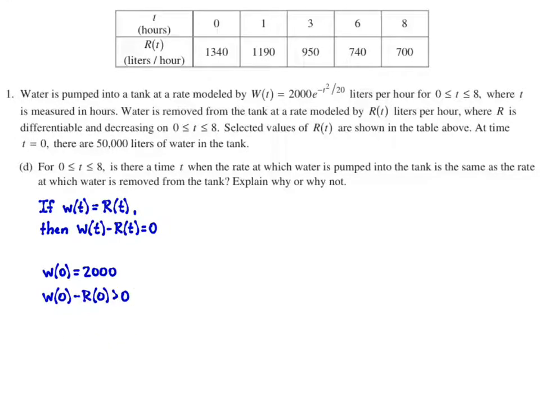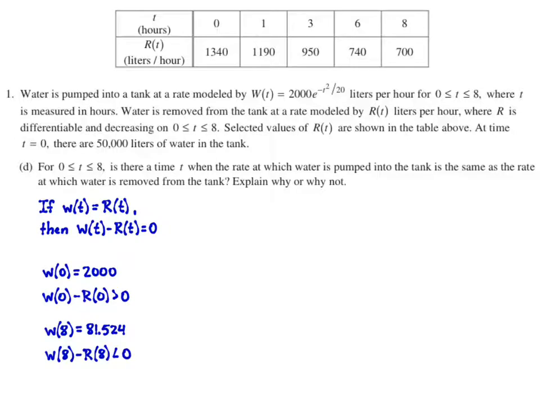Then from here, I'm going to look at the end of my interval at t equals 8. Well, w of 8, when I plug 8 into t here and use my calculator, I end up with negative 81.524. And then r of 8 is 700. So when I subtract those two, I would end up with negative 81 minus 700, which is a negative value. So here we have a time when this function is greater than 0, and then we have another time for which the function is less than 0.